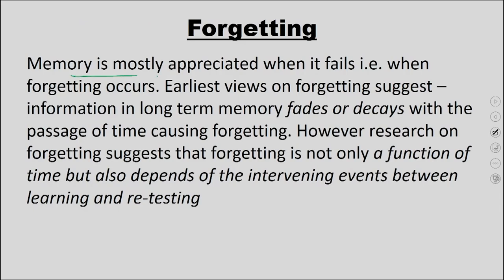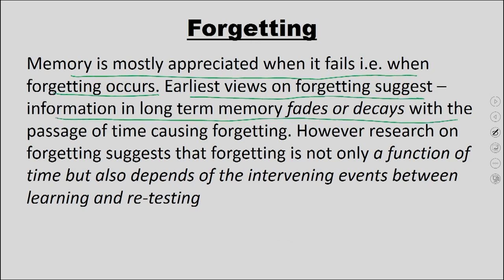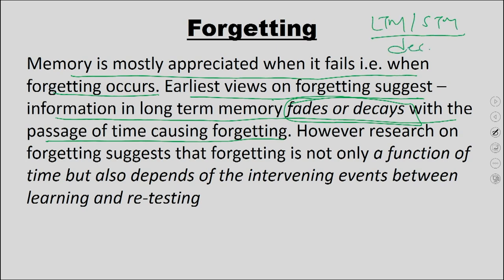Forgetting. Memory is mostly appreciated when it fails, that is, when forgetting occurs. The earliest view of forgetting suggests that information in long-term memory fades or decays with the passage of time, causing forgetting. So the earlier views of memory believe that information is actually forgotten. So for any information from either the long-term store or the short-term store, how do you forget it? Through decay or fading.